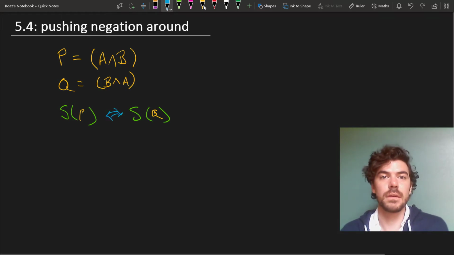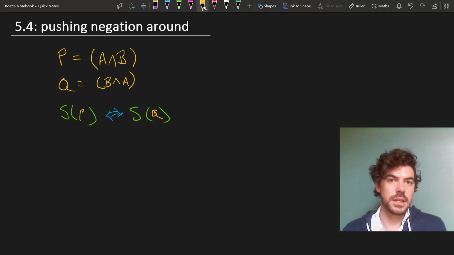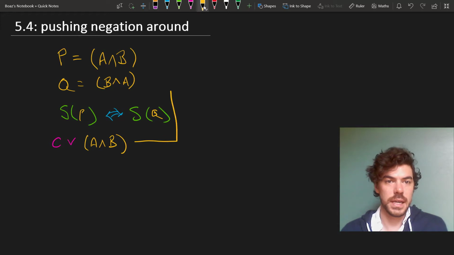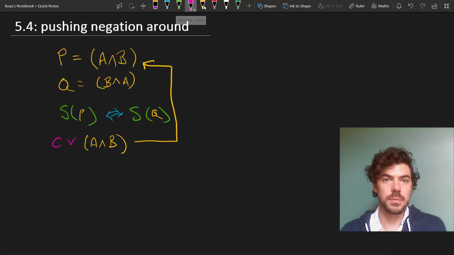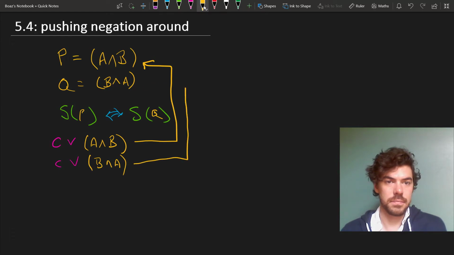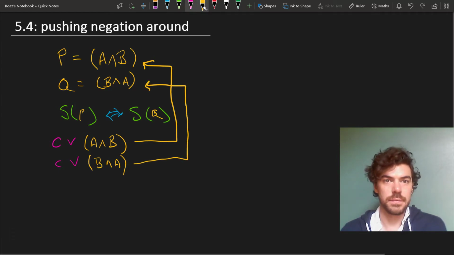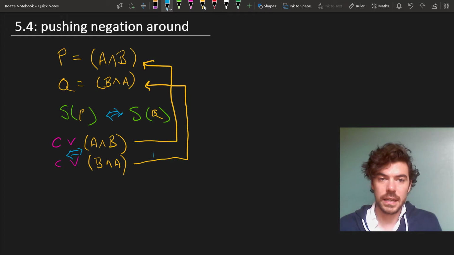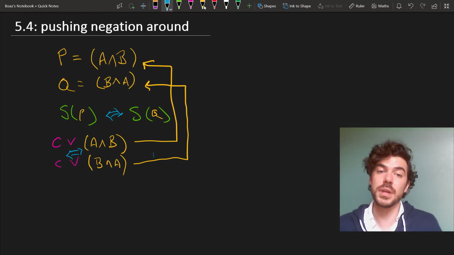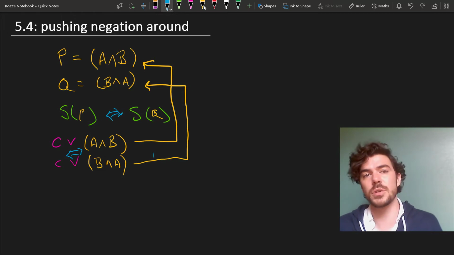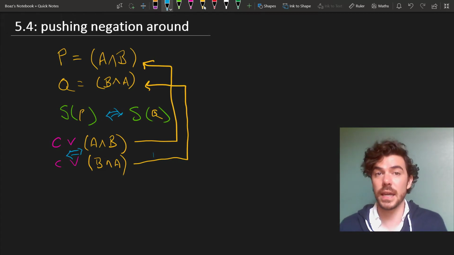Here's an example. Suppose that we have a sentence like C or (A and B). So the A and B here is just equivalent to P. And if we want to, we can give a substitution of P for Q. This sentence here is Q. And these two will be logical equivalents. Substitution is a very important thing in logic, and it'll become very important later on if you take more advanced logic. But right now we're just going to take a look at the way that negation works.